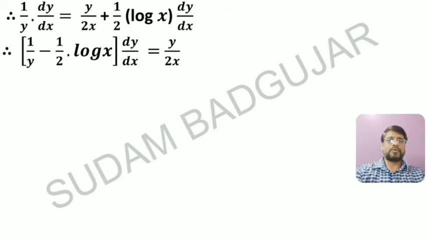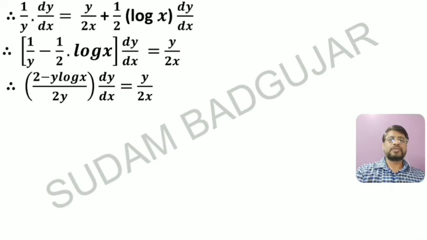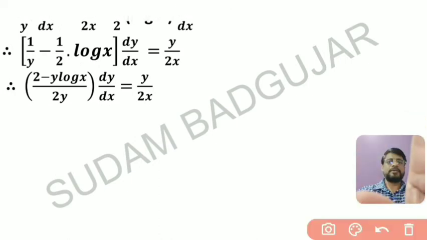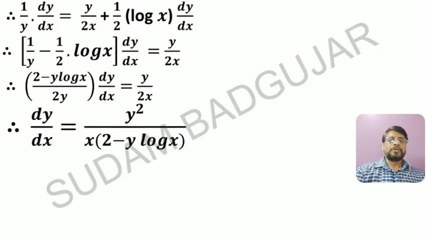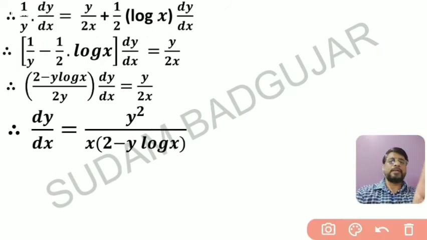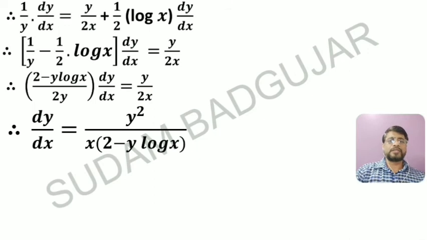Y upon 2x. Now taking LCM and cross multiplication, that is 2 minus y into log x, that is y log x upon 2, so 2y is equal to y upon 2x. So dy by dx, again the 2 and this 2, similar terms, get cancelled. Then dy by dx equal to y square upon x into bracket 2 minus y into log x. That's it. This is the final answer.